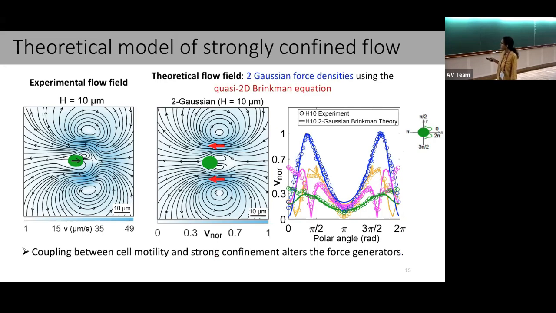And so the coupling between the cell motility and the strong confinement alters the force generators and reduces a force dipole swimmer to a force monopole one. So what is the ecological relevance of all of this? Why is this even really important? There is some relevance in the context of mixing.